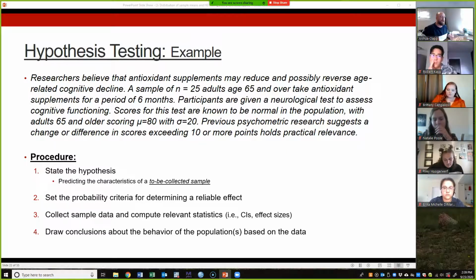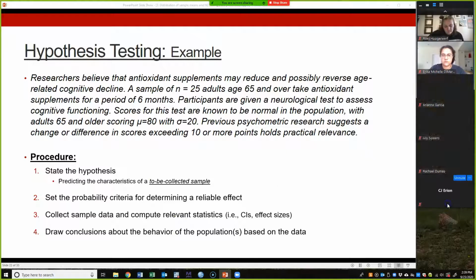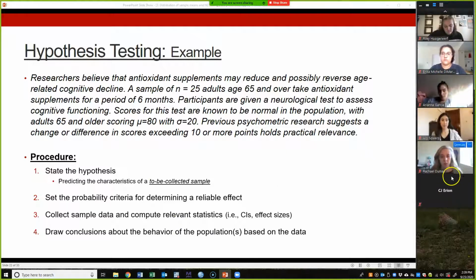And so what we want to do is run through a very, very simple single sample hypothesis test, because we want to know whether we have evidence from this data to start to think that perhaps antioxidants may have a beneficial impact on cognitive abilities in older adults, okay? So is everybody with me on the example? Remember, this is kind of what we're doing.